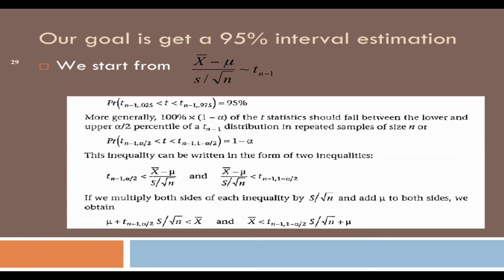So from here to here, I simply replace x minus mu over the standard error with the fact that it follows a t-distribution, right? If this is the case, I just do some algebra to isolate this mu here. You can work out that x minus t with n minus 1 and alpha over 2 times the standard error right here.